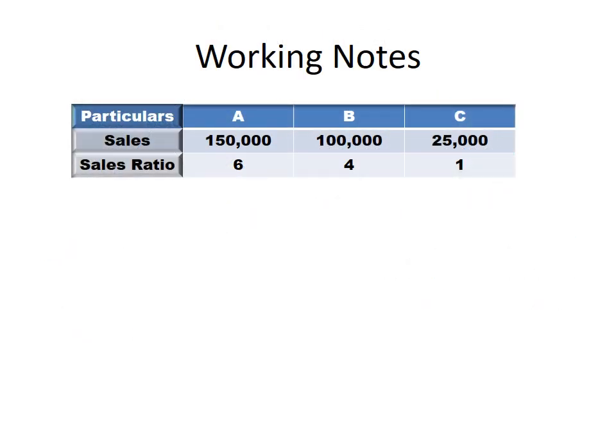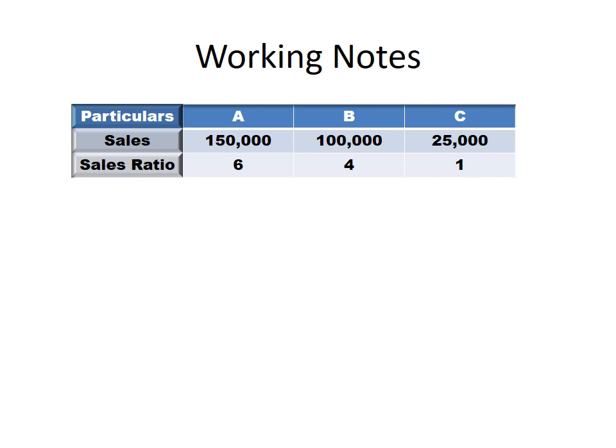Students, you require sales ratio to distribute sundry expenses. So sundry expenses are to be distributed in sales ratio. Sales is 1,50,000, 1,00,000 and 25,000. Simplify, you get 6:4:1. How? 25 ones are 25, 25 fours are 100, 25 sixes are 150. So you get 6/11, 4/11, 1/11. How do you get 11? 6 plus 4 plus 1.